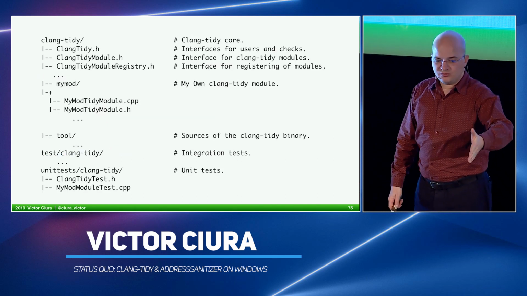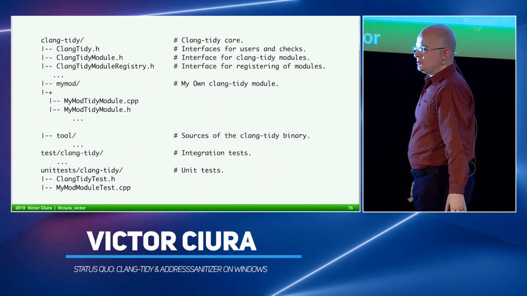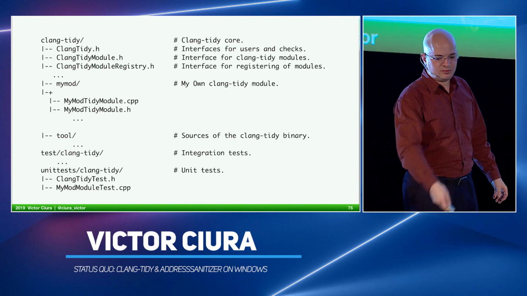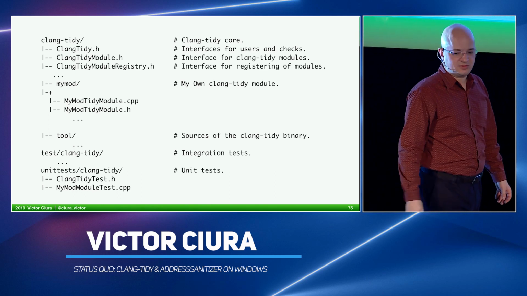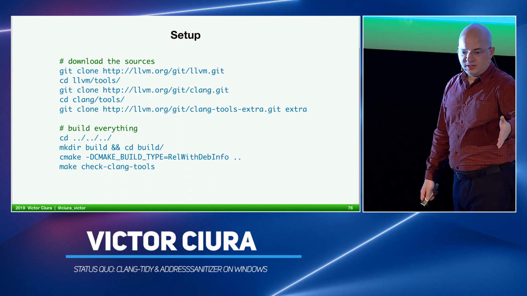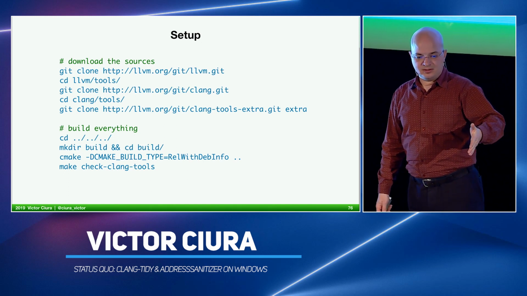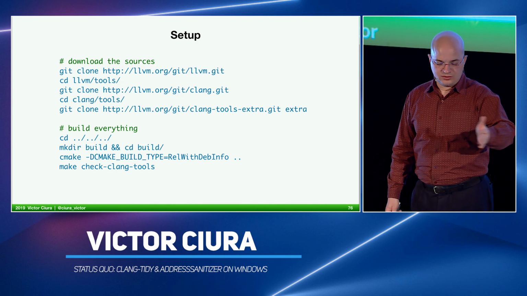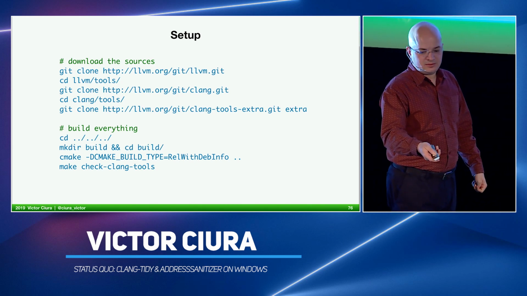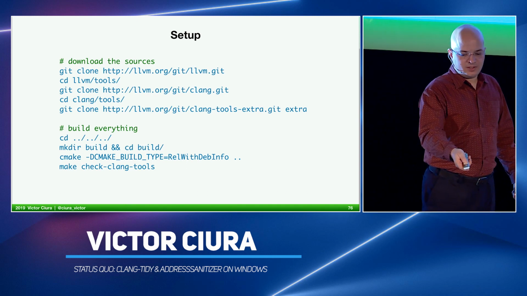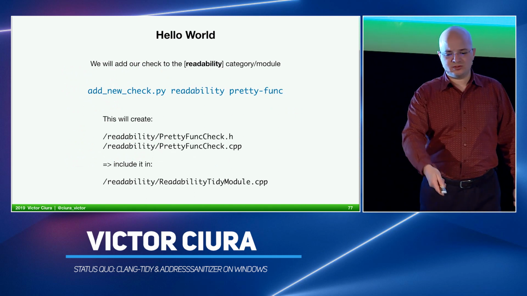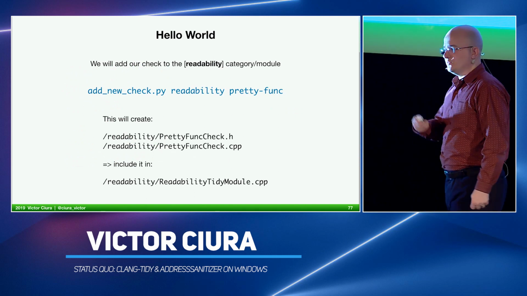The project structure for a very simple Clang-tidy check is fairly easy to navigate. This is boilerplate code that is generated by the Python script. You can get started by cloning the LLVM repository and using the tools section of the LLVM repository, and build the Clang check tools. I just left those as references for when you get the slides.